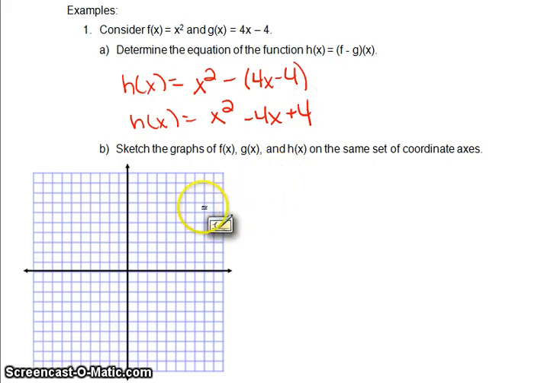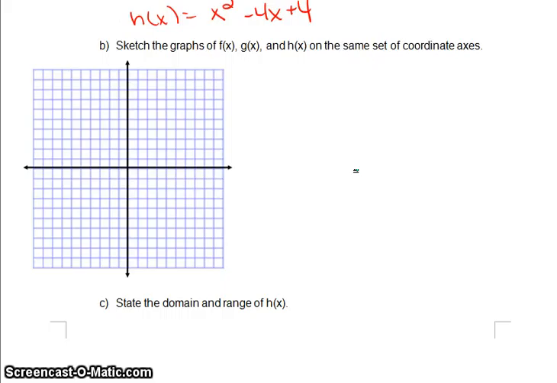Alright. So from there we're going to sketch all three functions. So we're going to sketch f of x, g of x, and h of x. And we'll do this all on the same coordinate axis there. And so we're going to use our nice little handy dandy trick. So we're just going to graph f of x and g of x, and then we're just going to use our little trick about how to graph h of x, okay?